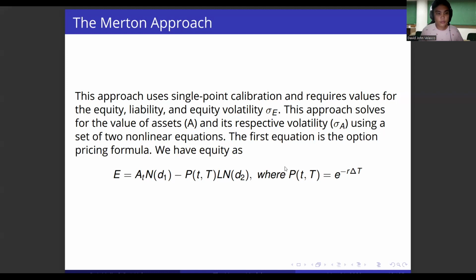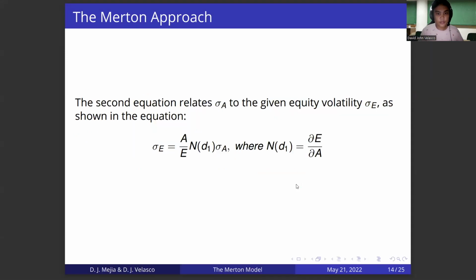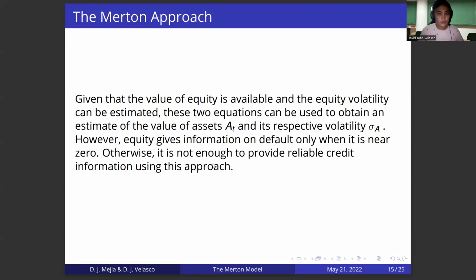The first equation is the option pricing formula, which is given by the equation below. Here we have P of small t capital T is equal to e raised to negative r delta t. The second equation relates the asset volatility to the given equity volatility, as shown in the equation below. Here we have N times d sub 1 is equal to the partial derivative of E over the partial derivative of A. Given that the value of equity is available and the equity volatility can be estimated, these two equations can be used to obtain an estimate of the value of assets and its respective volatility.